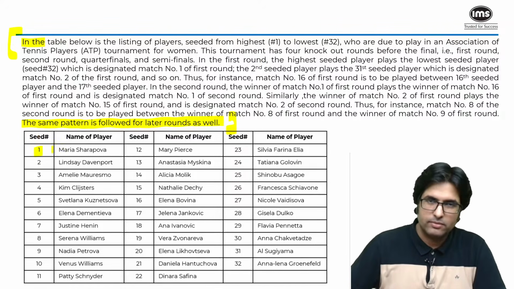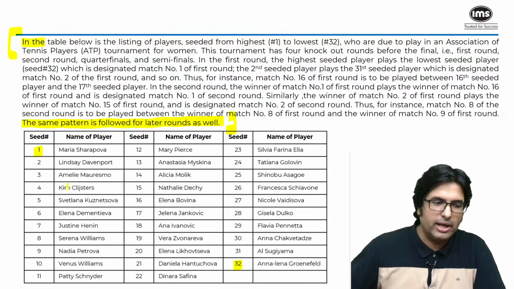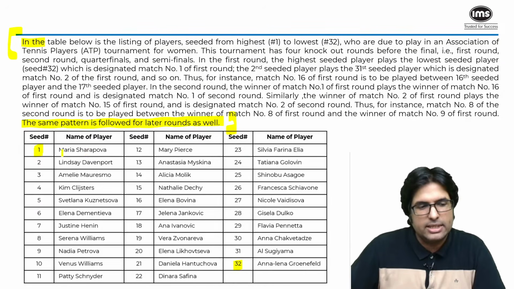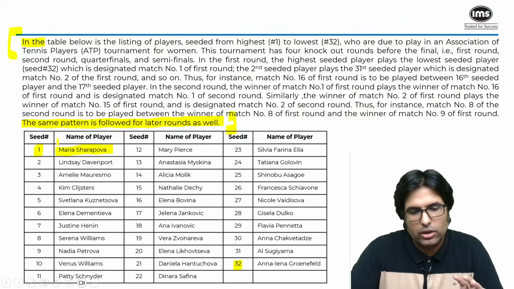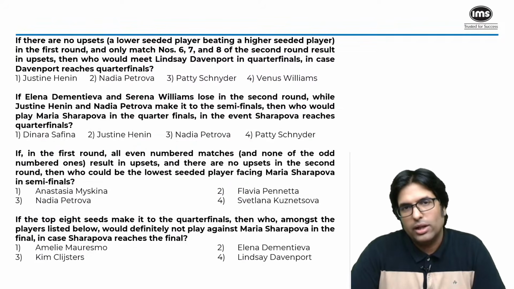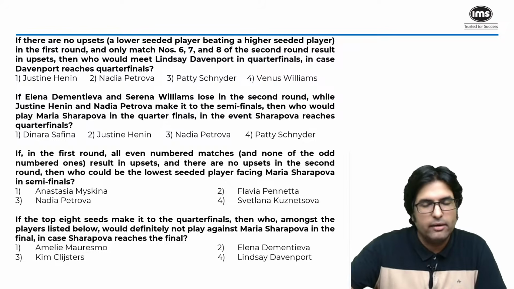And they have given names to the different ranks of players. And this is way back from 2005 women's tennis. And therefore you will find names like Maria Sharapova being seeded as 1. So this was from CAT 2005. These are the 4 questions. Quickly take a screenshot. That's all that I had planned for today's session.